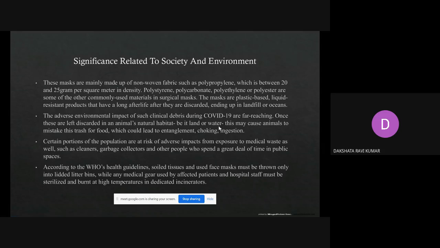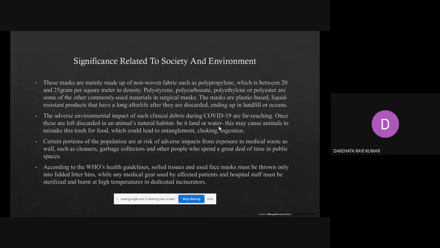And the second thing is that the adverse environmental impact of such clinical debris during COVID-19 is far-reaching. Once these are left discarded in an animal's natural habitat, be it land or water, this may cause animals to mistake the trash for food, which could lead to entanglement, choking, and indigestion. So this point is self-explanatory. If the masks are kept here and there, the animals will think of it as food, and it might lead to their death.